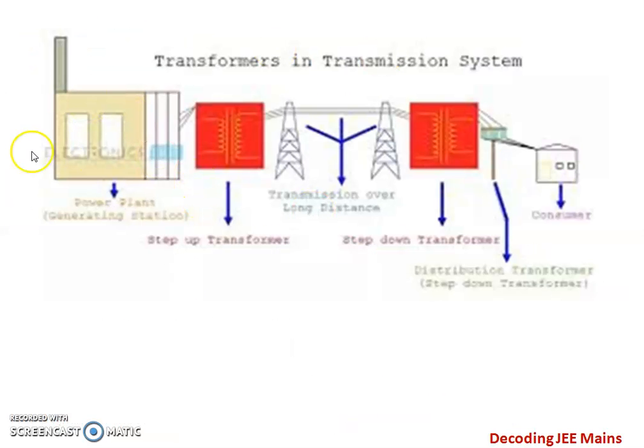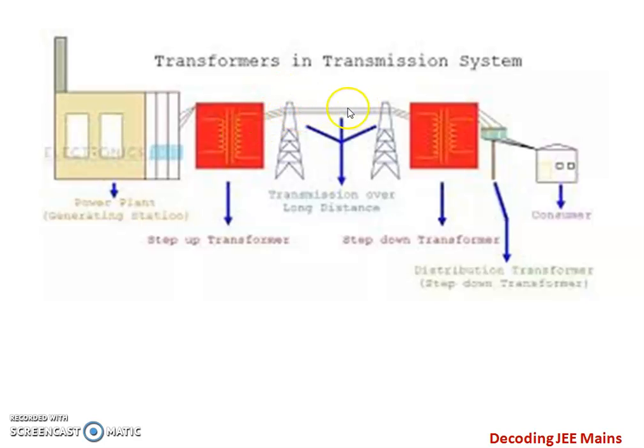Again, this is the block diagram for the transformers in the transmission system. Here power is generated in a power station. Then such power is stepped up, that is the voltage is increased with the help of a step up transformer. Why, we discuss later.